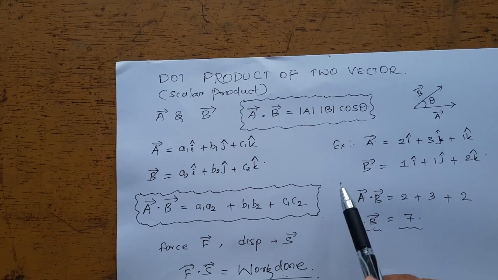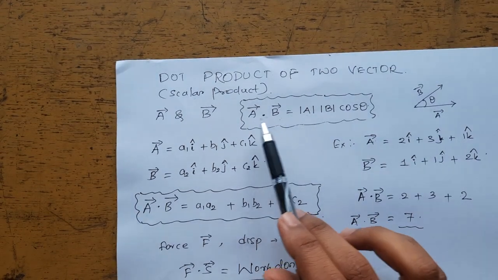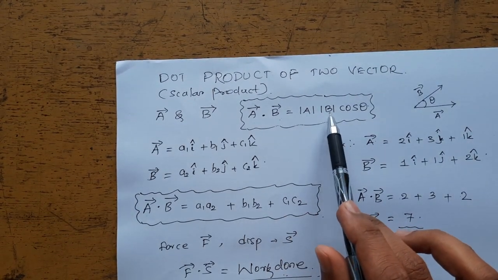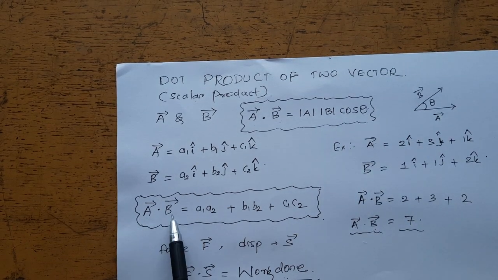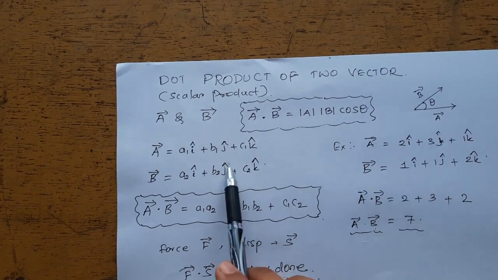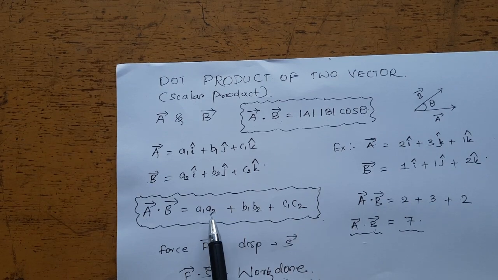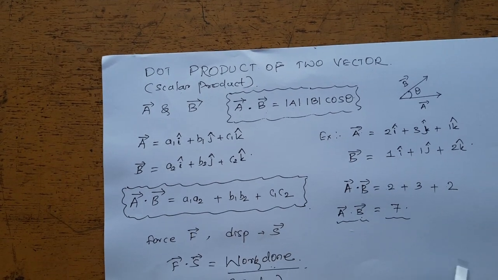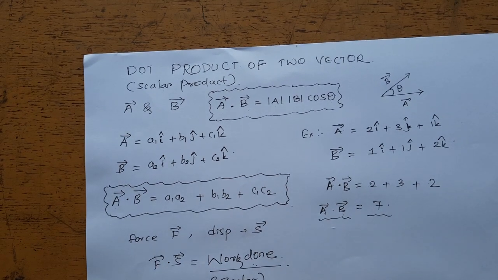So, here we have to remember these two formulae. A dot B is magnitude of A, magnitude of B cos theta, and A dot B in the numerical, if they have given in this format, then we have to use this formula A1 A2 plus B1 B2 plus C1 C2. Okay. Now, we will see some problems.